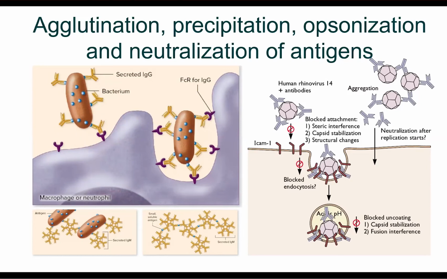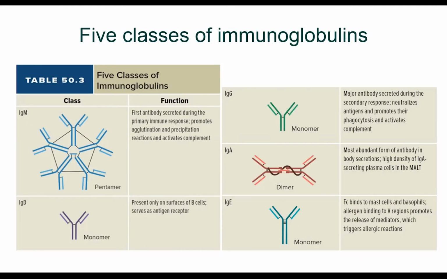Another thing that antibodies do is neutralize pathogens. On the right, we see various mechanisms of antibodies disrupting viral activity by binding to the virus and interfering with the infection process. There are 5 different classes or isotypes of antibodies, also called immunoglobulins. IgM is the first type of antibody that is secreted by an activated B cell. It's a pentamer, which is to say that there are 5 individual immunoglobulin molecules, each shaped like the letter Y, attached together. Due to the pentamer shape, it's very effective at causing agglutination and precipitation reactions.